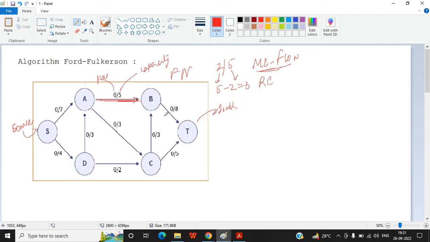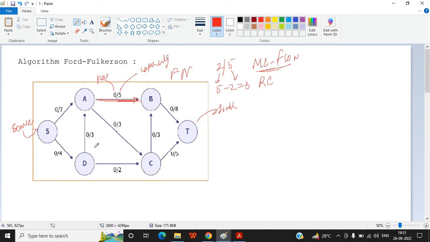So residual capacity is the remaining capacity of the edge, the remaining capacity of the path. If it is 2 by 5, that means you have already transferred 2 items. So how many items are left? 3 items. So 3 becomes the residual capacity. These are some terminologies used in this algorithm. So you understand residual capacity? Yes, I got it.